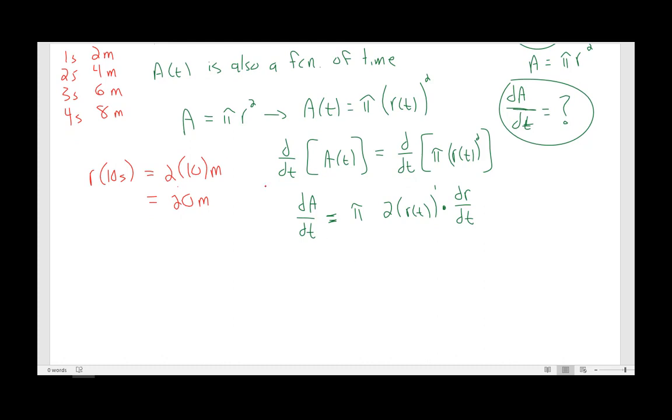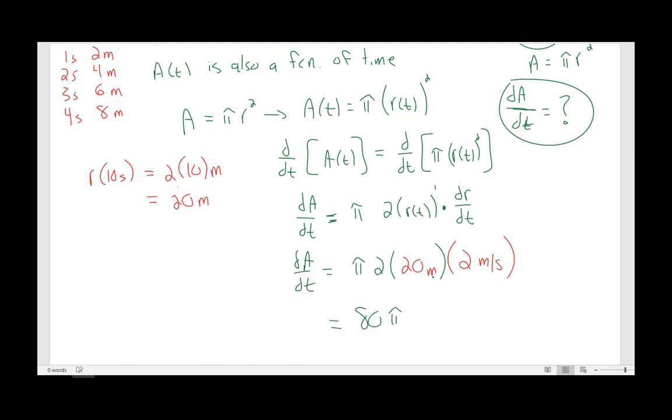So we're going to have pi times 2, and we know the radius now. After 10 seconds, the radius is 20 meters. And then we know that the rate of change of the radius was 2 meters per second. So that's going to give me A prime, my change in area over time. We get 2 times 20 is 40, times 2 is 80. So I have 80 pi.